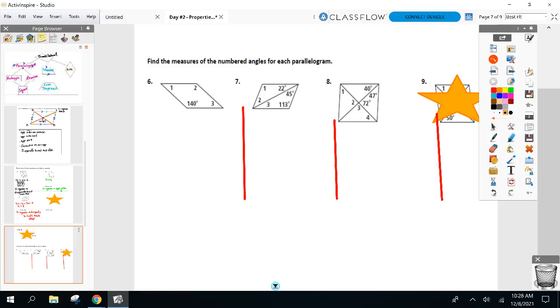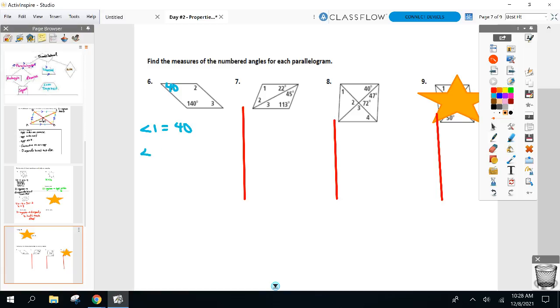I don't need a theorem. I want you to apply a theorem, but I don't need it written. Okay, I'm good. Ready? Angle 1, what do you have? 40. Consecutive angles are supplementary, right? Consecutive angles are supplementary. That's a theorem.